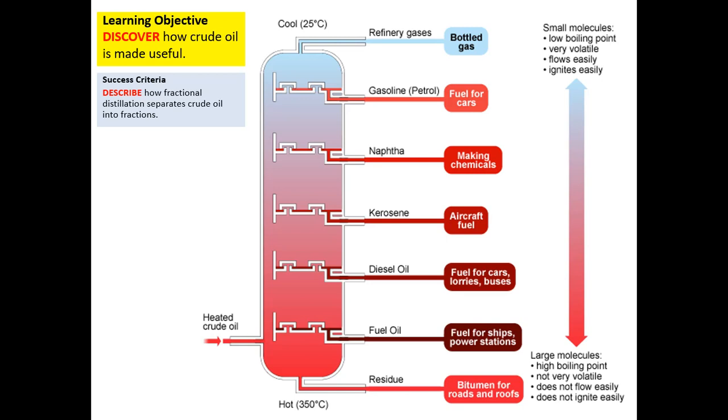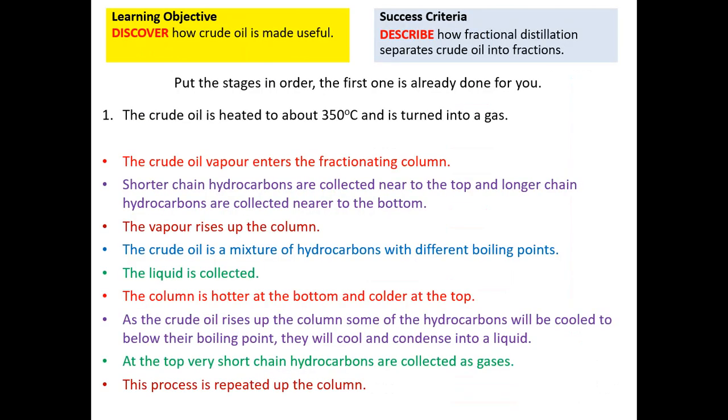The key points down the side are very, very important. So now you've done that, what I want you to do is put these stages in order. The first one's done for you. I've just highlighted them in different colours so you can see them a little more easily, but I want you to put these different stages in order of how the fractionating column helps us to do fractional distillation. So pause the video and then we'll go through the answers.